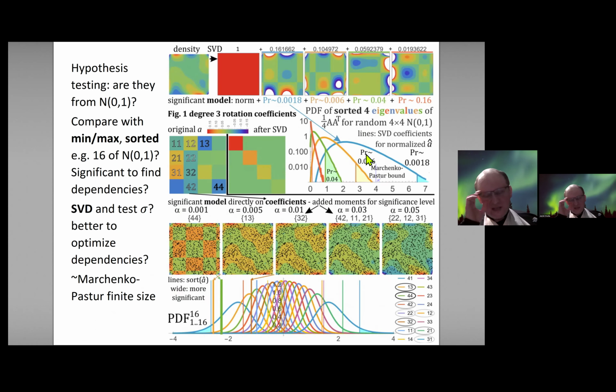Okay, so here is another view, some extension of this method. I mentioned that we have these 16 parameters which are from N(0,1), assuming they're independent.